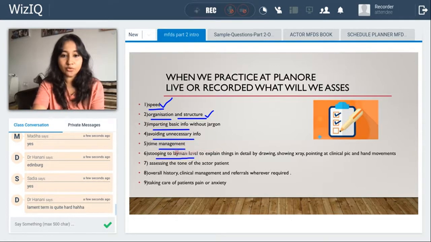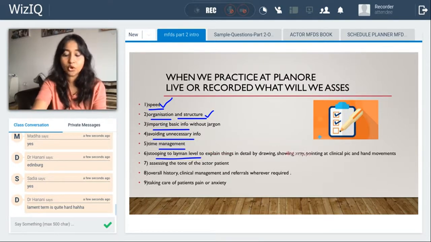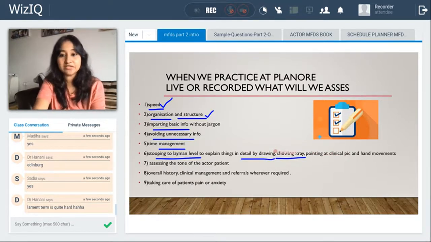Time management, stooping to layman level. This is very important. You would think that giving a lot of information and talking about a lot of terminologies would fetch you marks. It's the opposite here, okay? They do not want you to use a lot of jargon. All they want you to do is to make the patient understand the diagnosis and what exactly you're going to do about it. That is your job. Always, if you have an X-ray, point to the X-ray, showing them the things you are talking about. And always try to draw, because when you are drawing, you are making them understand a lot of things.